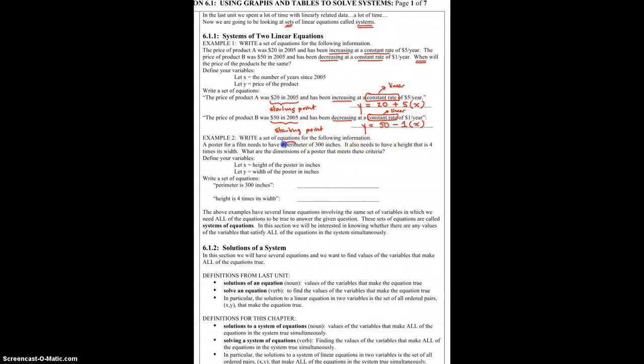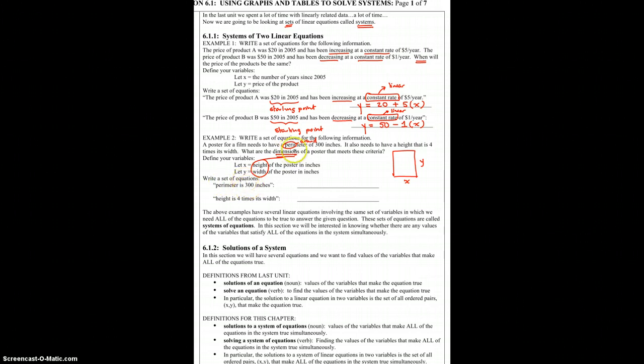Okay, so perimeter, peri means around. So perimeter is the distance around, and if we think about what a movie poster looks like, we'll call this x and y. Again, we need some variables, so we're going to use x and y. x will be the height of our poster, and y will be the width, since we're asked for dimensions. Dimensions are height and width. And we're asked to write a set of equations.